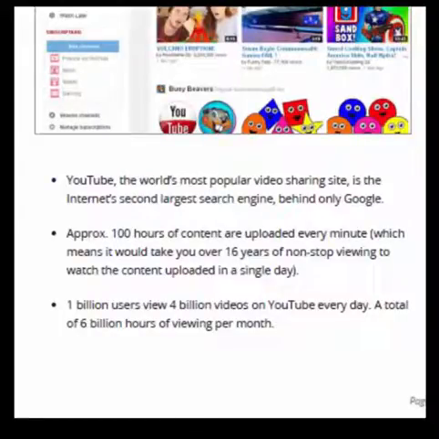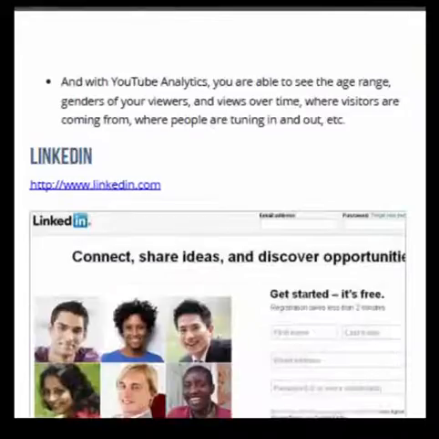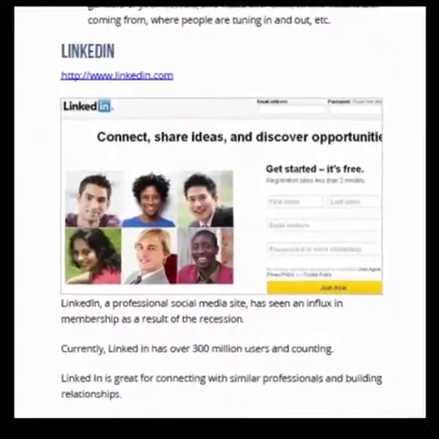1 billion users view 4 billion videos on YouTube every day, a total of 6 billion hours of viewing per month. And with YouTube analytics, you are able to see the age range and gender of your viewers, and views over time, where visitors are coming from, where people are tuning in and out, etc.